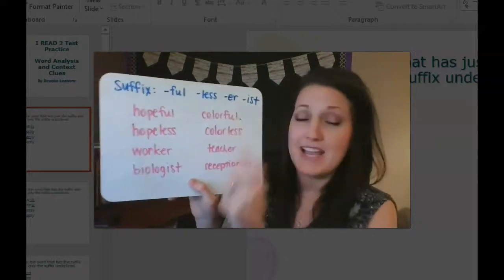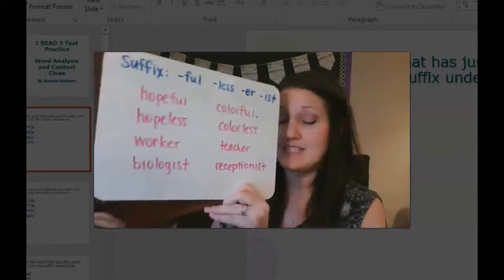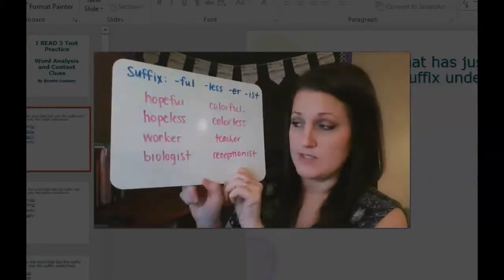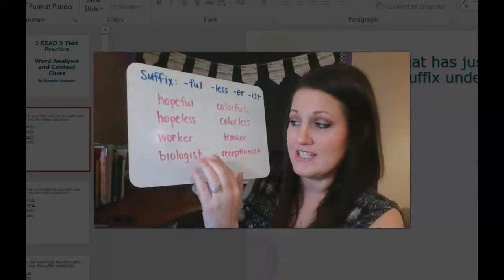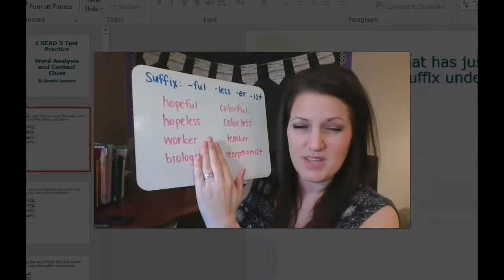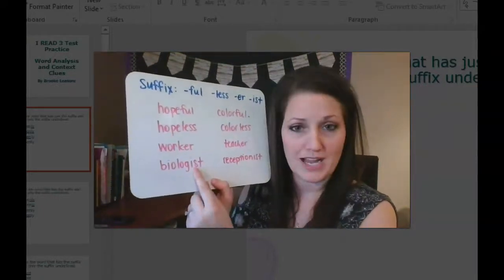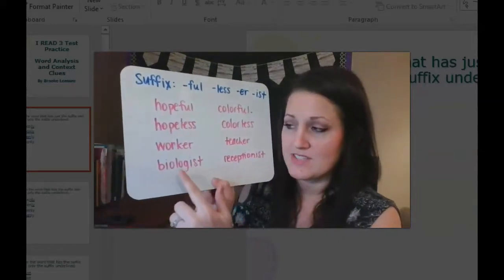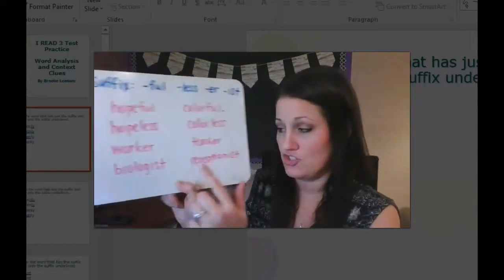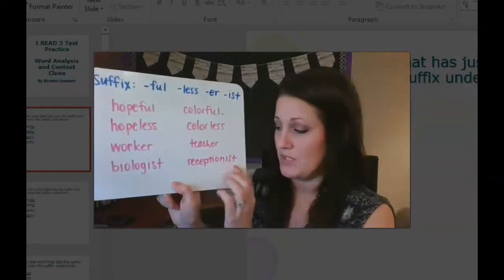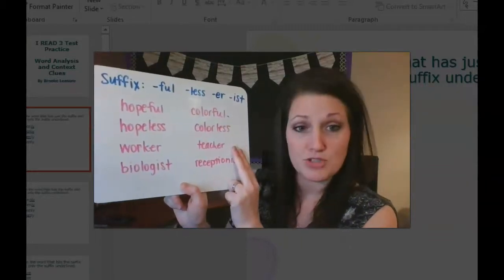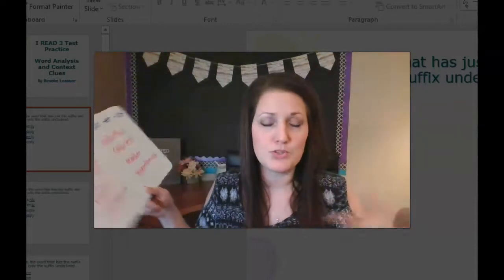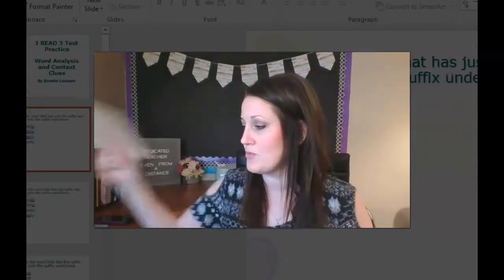And then we have IST, and the IST suffix means that you're practicing something. So biologist, now that should be the word biology, but it changes because the Y turns to an I when you don't have a Y then an I. That would be weird. So the act of studying or practicing biology. And a receptionist, if I take off ist, it'd be reception, is the act of like receiving people, of being a reception person, like greeting them and showing them what to do.